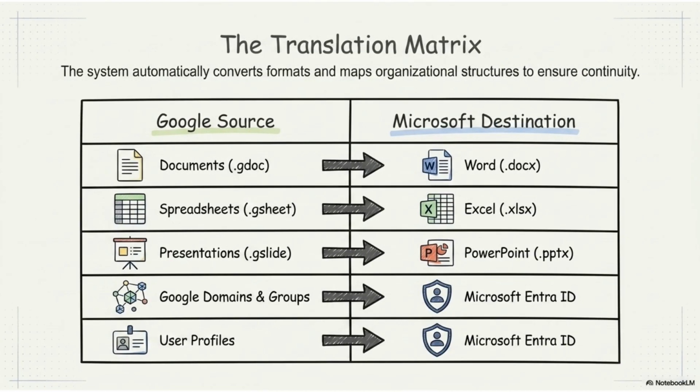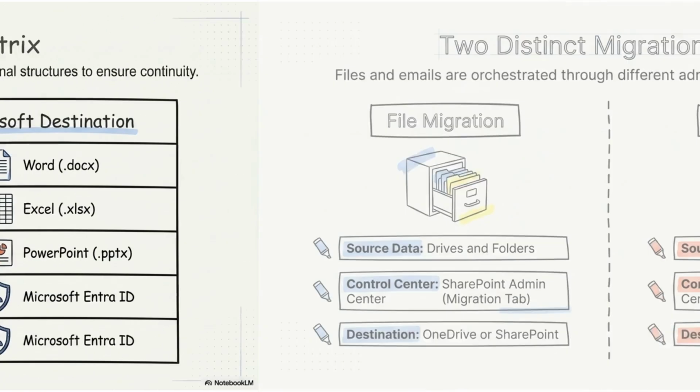One of the most important things Migration Manager does automatically is convert file formats. Google Docs become Word documents. Google Sheets become Excel files. Google Slides become PowerPoint presentations. But it's not just files. The system also maps your organizational structure. Google domains, groups, and individual user profiles are all translated into their Microsoft Entra ID counterparts, formerly known as Azure Active Directory. This means your permissions, your group memberships, and your identities travel with your data.